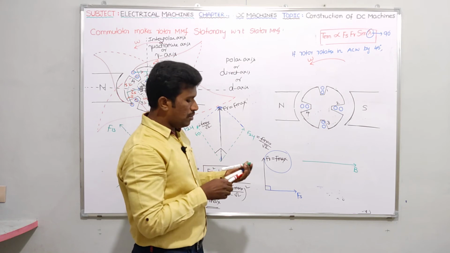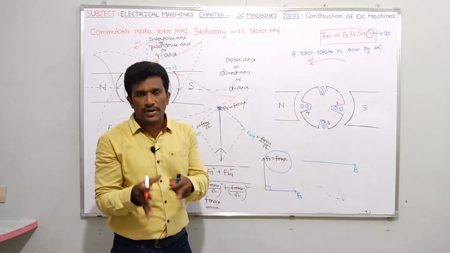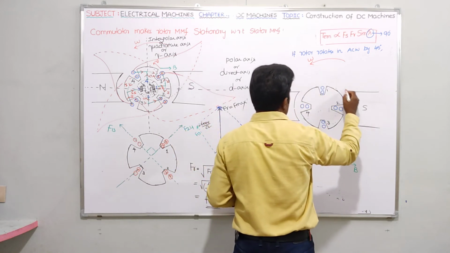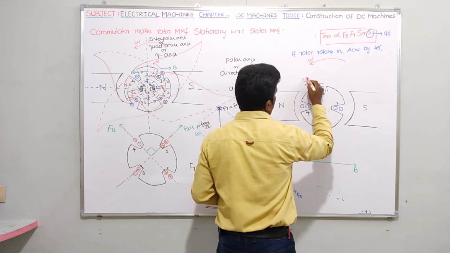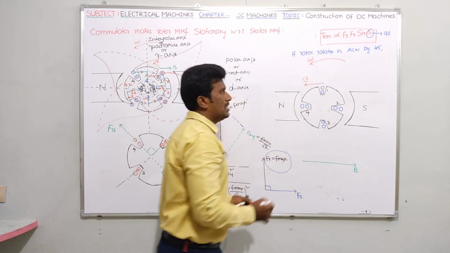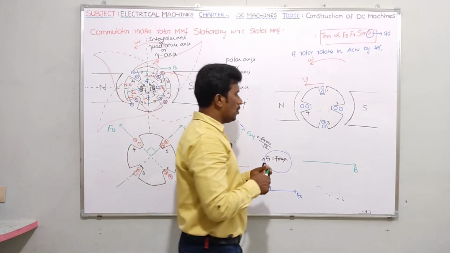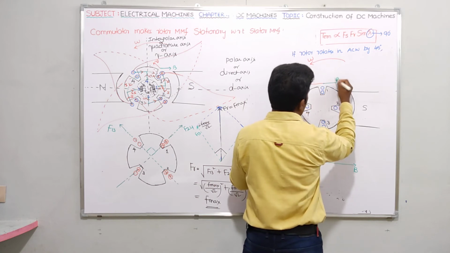Now tell me, at slot number 1, what is the tangential motion direction of the conductor? Slot number 1 means it is coming like this. At slot number 1, tangential motion will be like this. This is the direction of motion of the conductor with a linear velocity v. And guys, you already know the direction of flux density, B, at this position.